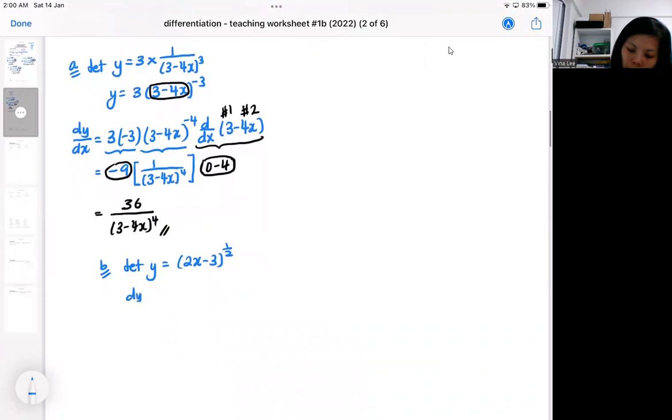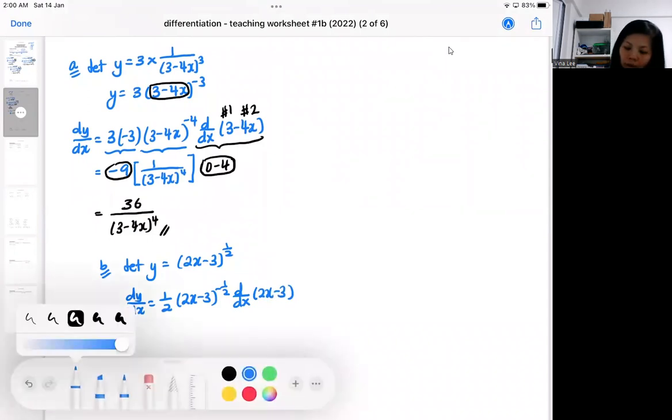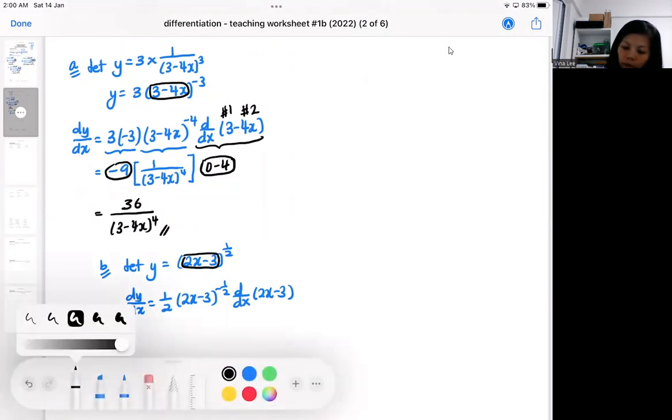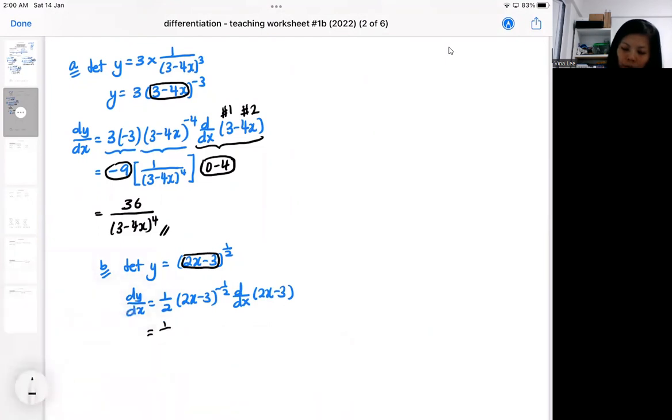So we will bring down the power, which is a half, and I will subtract a power. So half minus 1, that is a minus half. And you differentiate the function that is inside. So isolate the function that is inside. So take a look, it's a linear function that is inside. So, okay, if you are looking at this part, this is the one that a lot of students are not very good with. This is a negative. So by right, a negative should be like this.